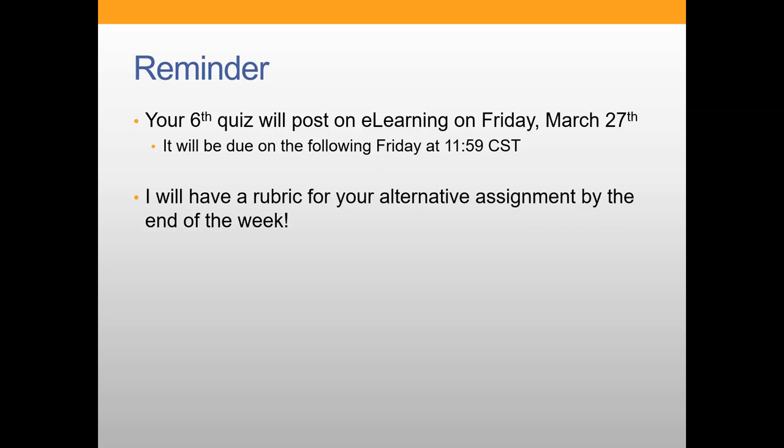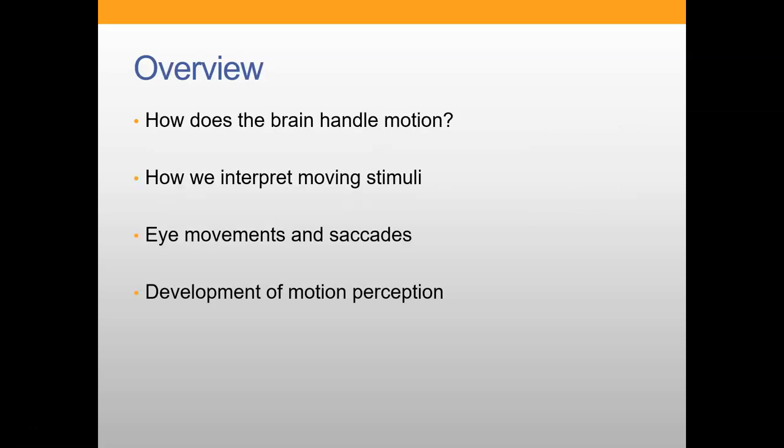So we're going to go ahead and jump right in. This is our last major section on vision before we start talking about hearing. So this is probably one of the more important aspects related to vision. When we're constantly moving throughout the world, we need to keep track of things that are changing around us at all times. And so this requires us to be able to process motion to some extent.